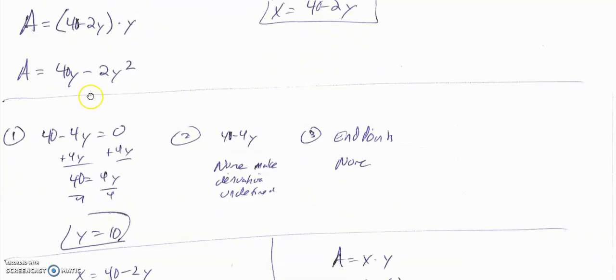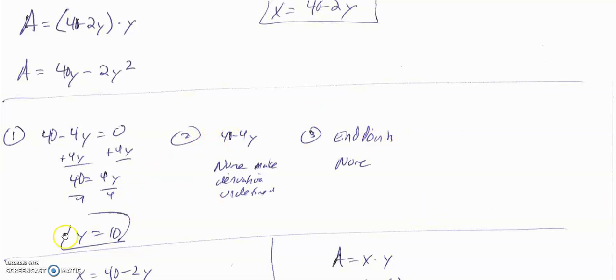So for stationary, we take the derivative. Derivative of 40y is 40. Derivative of negative 2y squared is negative 4y, set equal to 0. So we add 4y to both sides. 40 equals 4y. Divide by 4 on both sides. We get y equals 10. There are no singular points, and there were no endpoints given, so y equals 10.